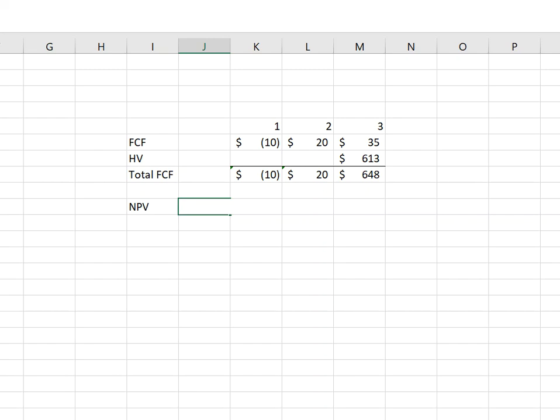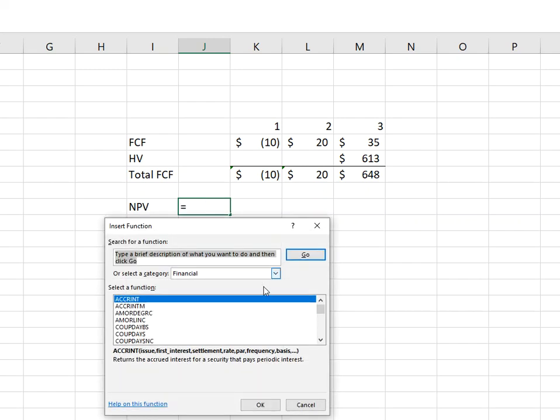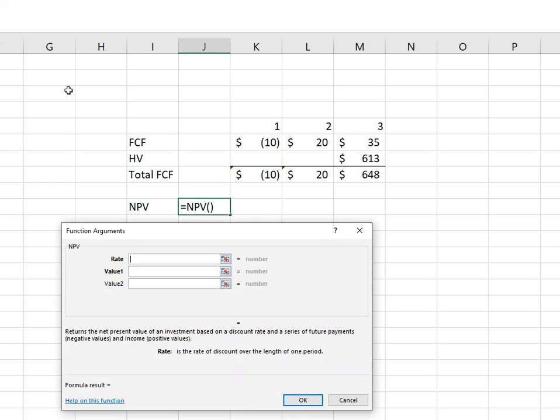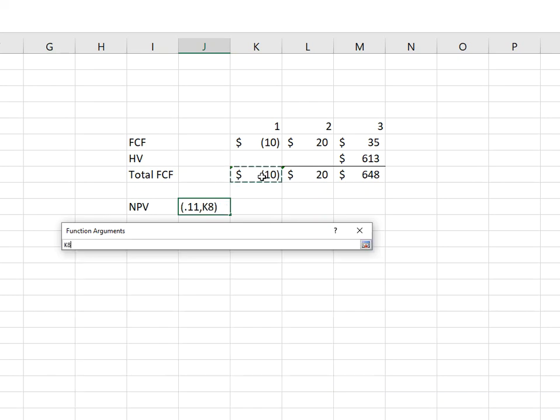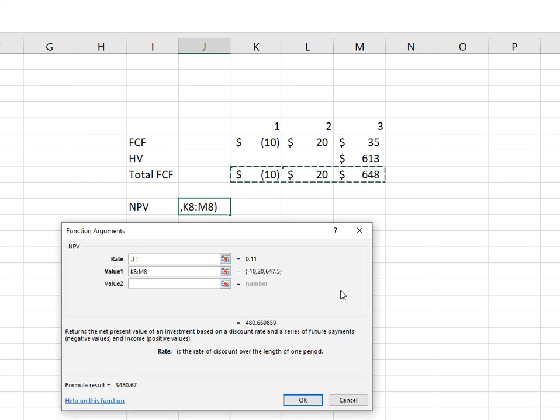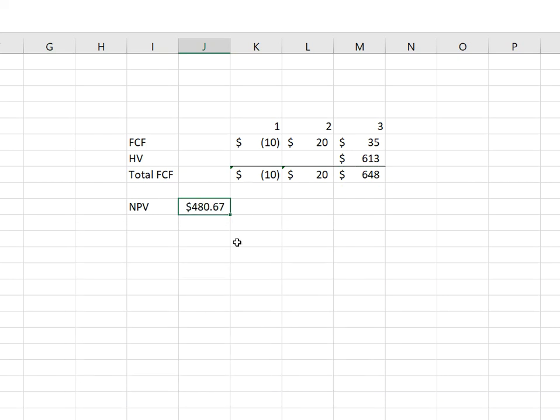If you go into the function wizard, f of x, and go to financial and scroll down to NPV. Now in a good spreadsheet, I would have typed in my inputs over here, and so I would just point and click at cells, but I didn't bother. So the rate was 11%, and in Excel we use decimals. And then the values I just highlight right here. Remember that Excel treats the first number it sees as time 1, which in this case is perfect. And so then I just say okay, and my NPV is 480.67.